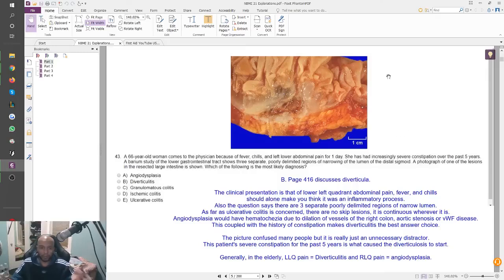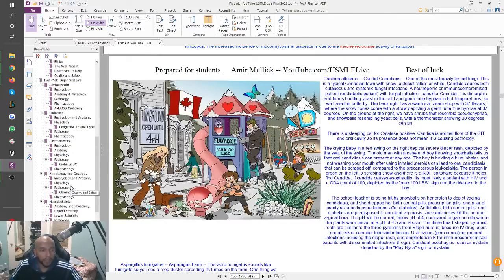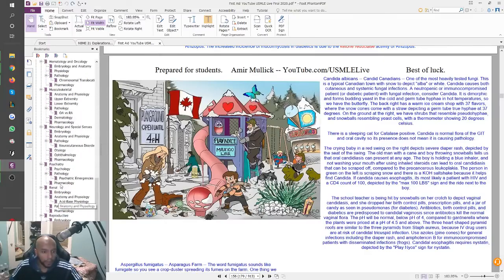If you were trying to pick something off the picture, you'd be very much inclined to think this might be a granulomatous issue, and maybe pick C. But what is granulomatous colitis? Granulomatous colitis is NBME lingo for Crohn disease.